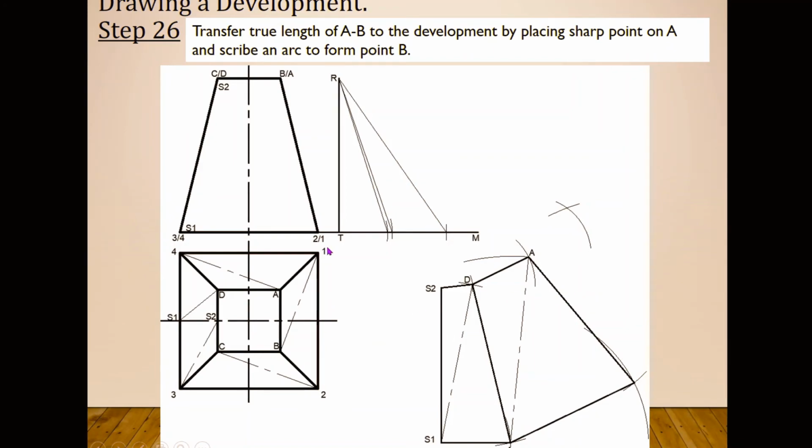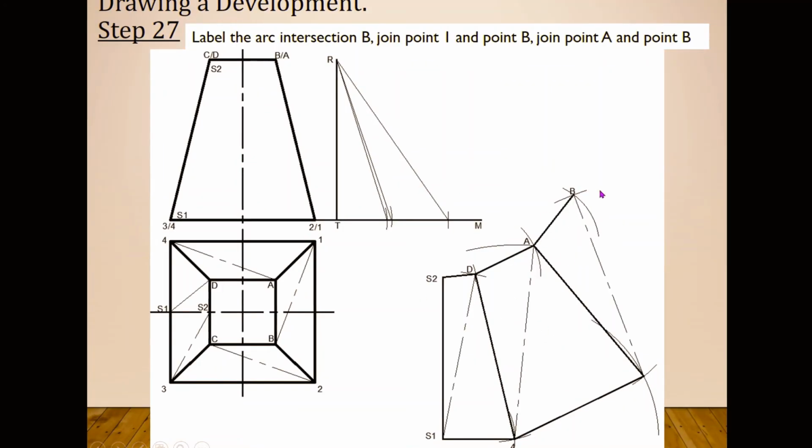Then we're going to take the measurement for this distance, which is line 1B. Line 1B is the same as 4A. So you're going to take the distance using the pair of compass. You place your sharp point there, you place your lead there, then you place your sharp point there, and then you scribe an arc. Then you'll find this point, it will be point B.